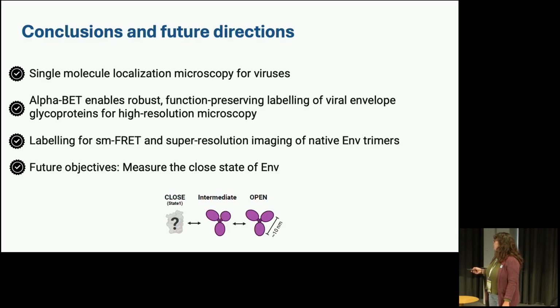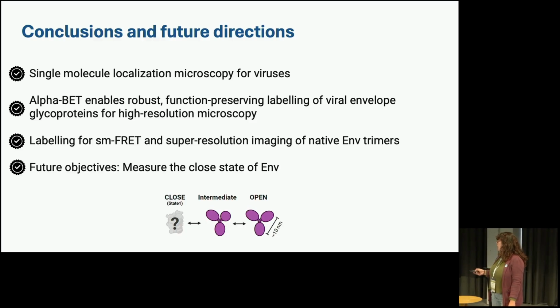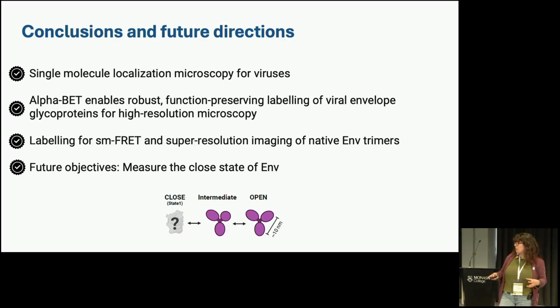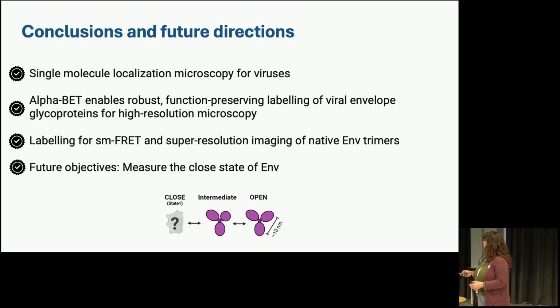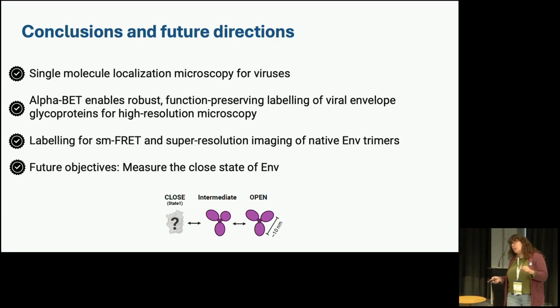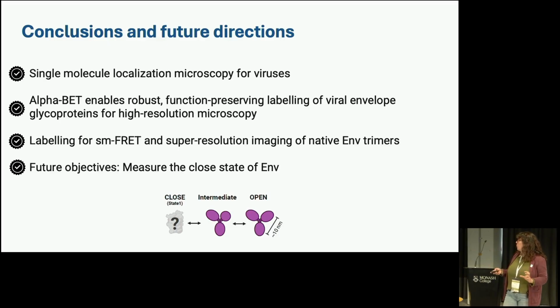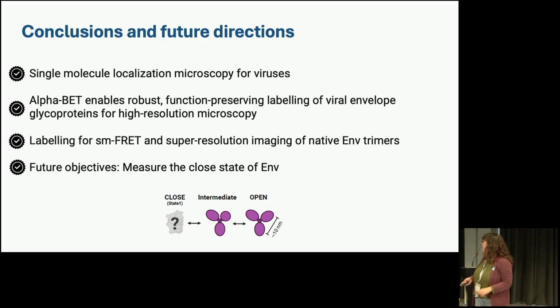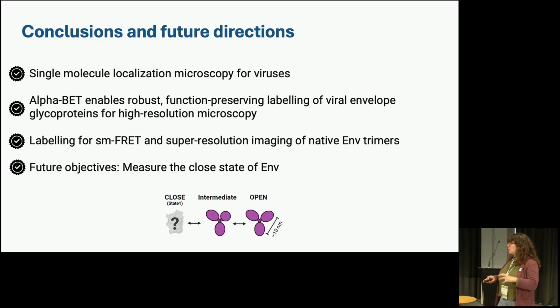And in the future, we're interested in checking the closed conformation of the trimer, because the trimer can go from a closed conformation that nobody has seen to an open conformation. So we're interested in seeing this to complement cryo-electron microscopy images that we have. And this is something that the super resolution community is doing now, trying to complement structural measurements with fluorescence measurements and have an idea of the conformational changes.